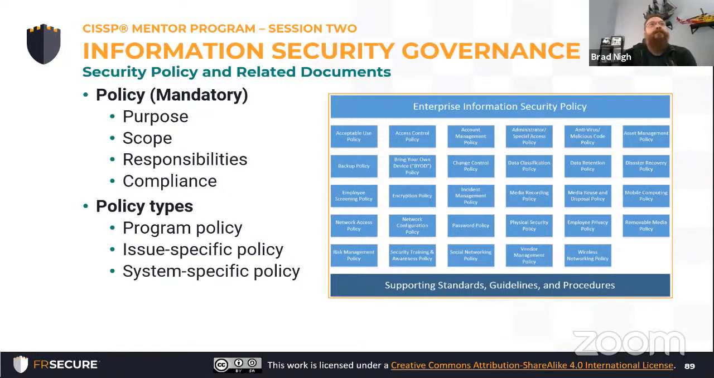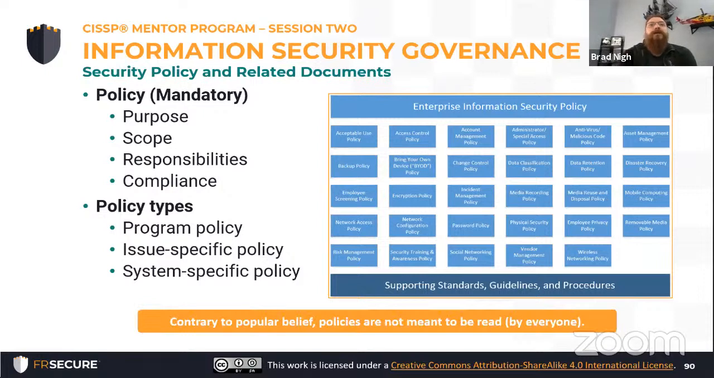So policies are mandatory. You have to abide by what the policy says. And contrary to popular belief, policies are not meant to be read by everyone. Evan has a great analogy here. When you're playing a board game, does everybody read the entire rules, or does one person read them, know them, understand them, and the other people go and ask questions, right? Same thing. With users, when they do the acknowledgement, don't ask that they've read and understand the policies. It's more, I've received and acknowledged I'm responsible for complying with the policies. I know where they're at. I know where to go to look. I know who to ask for help if I have a question.